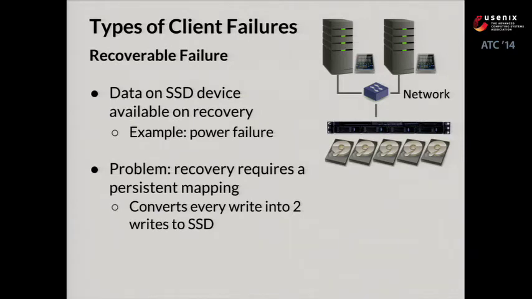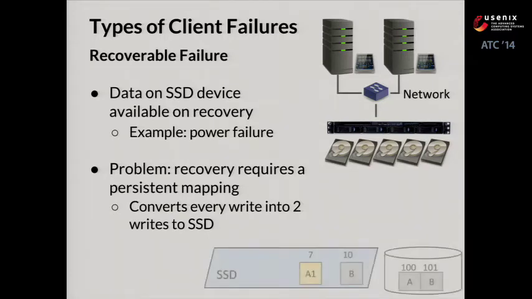The second type of failure occurs when the client fails, but the SSD device is not damaged, so its data can be retrieved on recovery. We call this a recoverable failure. For example, this can be caused by a power failure on the client node. When the client recovers, dirty data is accessible on SSD, because in this case, it has not been lost. So in this figure, block 7 with content A1 is dirty. It's shown in the yellow color.